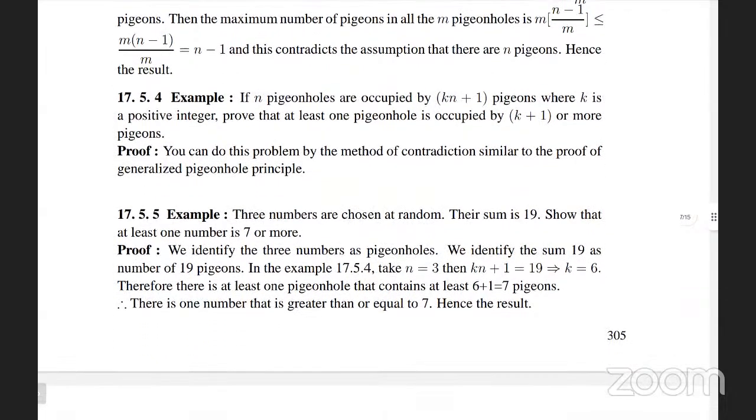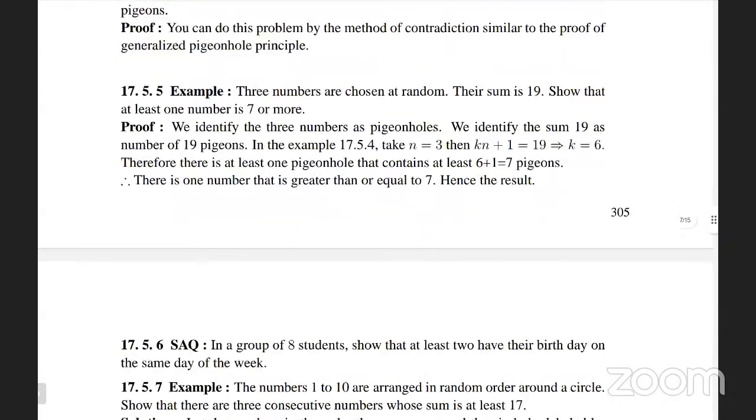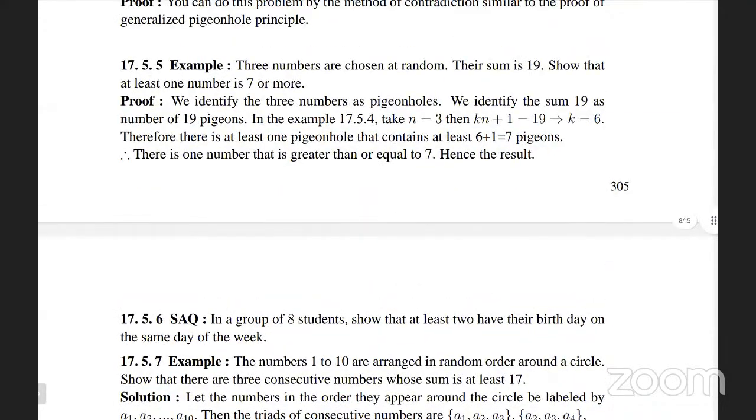Here is an example: if we take kn plus 1 pigeons, n holes, then one hole contains k plus 1 pigeons. This is an important 5 marks question. For 4 marks: three numbers are chosen at random. Their sum is 19. Show that at least one number is 7 or more.